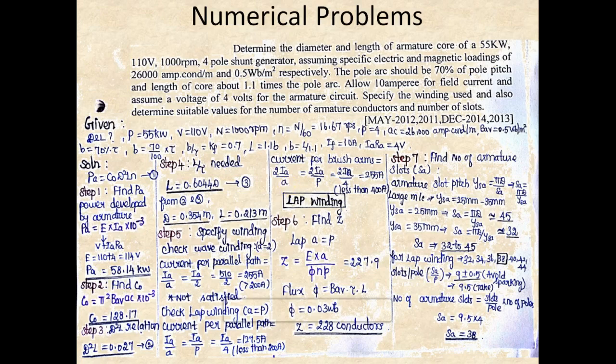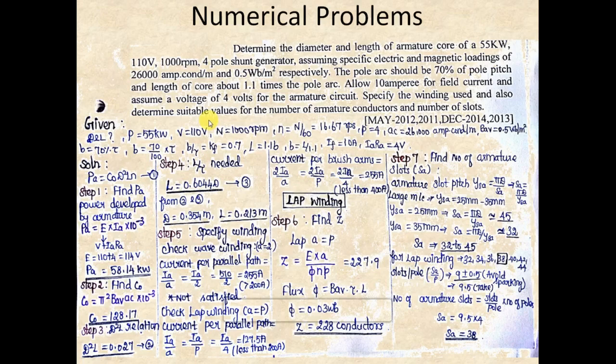The standard relation is 2IA by A, but in our case, as the number of parallel paths is same as that of number of poles, because we have finalized that we are going to proceed with lap winding, from which we can determine the value of current per brush arm as 255 ampere, which is also satisfying the condition that the current per brush arm should be less than 400 ampere. So we have finally decided the winding which we are going to use for this machine is lap winding.